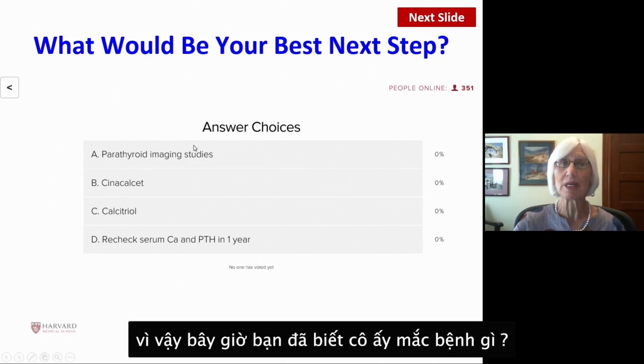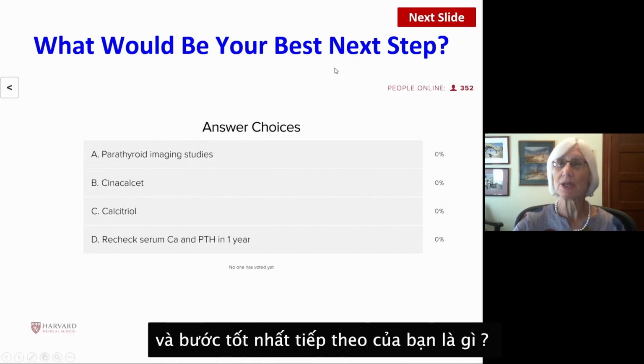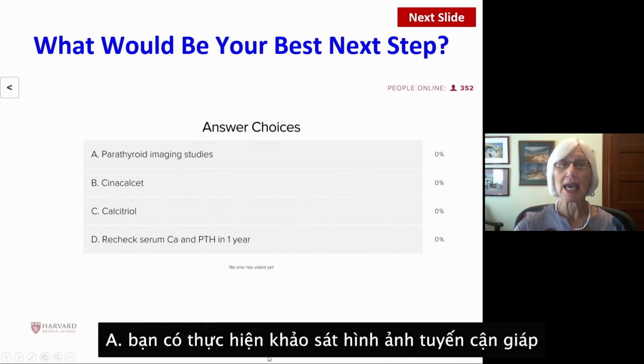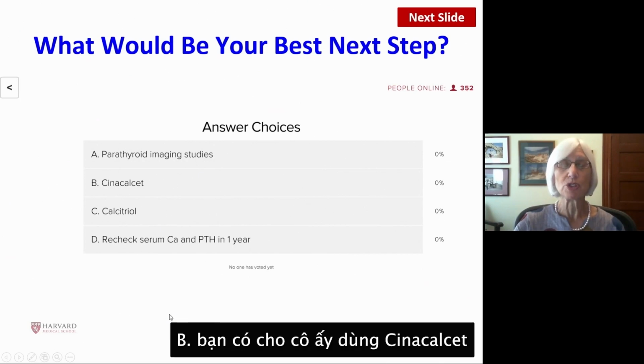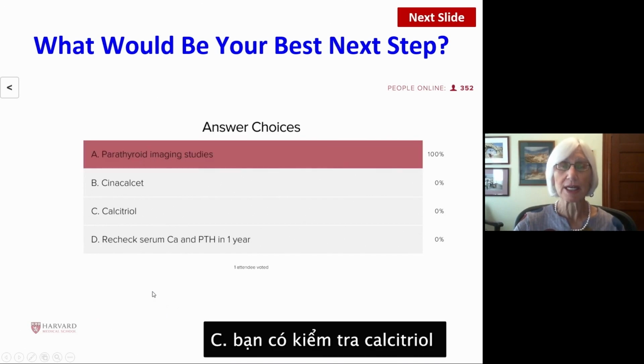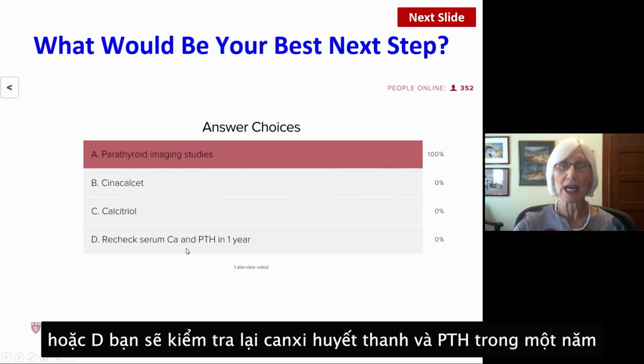So now that you know what she has, what would be your best next step? A, would you do parathyroid imaging studies? B, would you give her cinacalcet? C, would you check calcitriol? Or D, would you recheck serum calcium and PTH in 1 year?